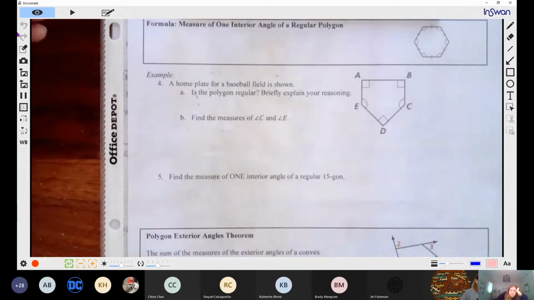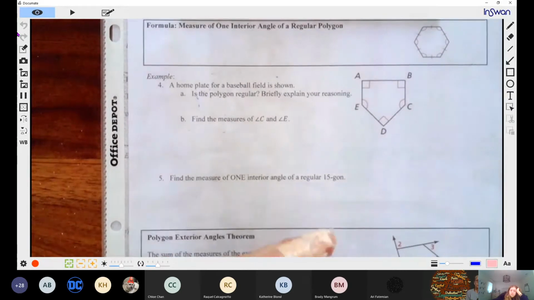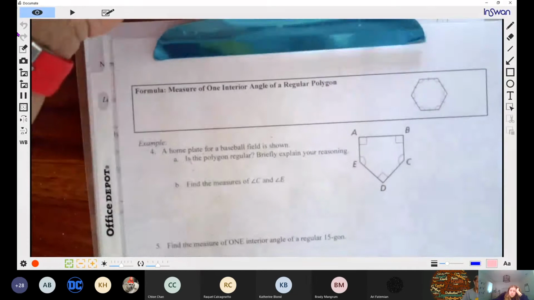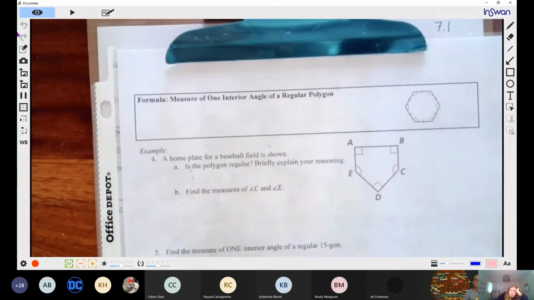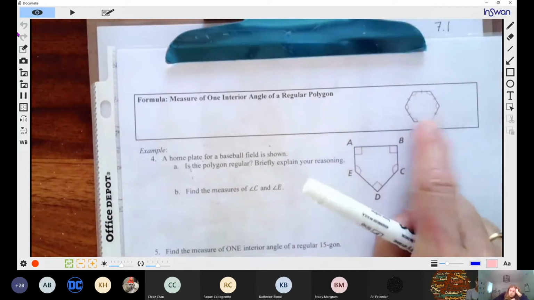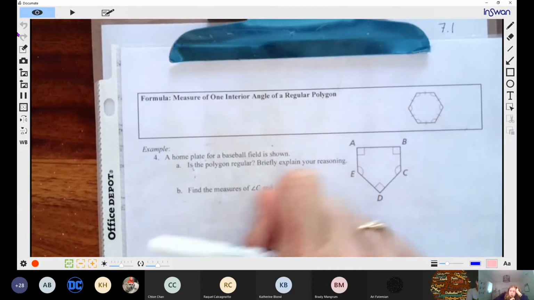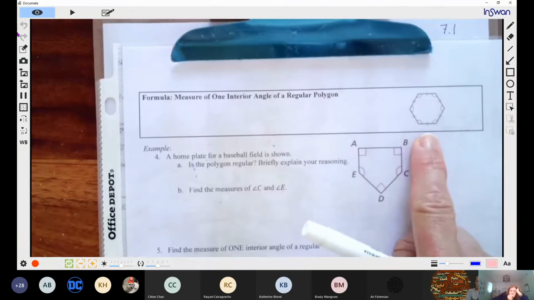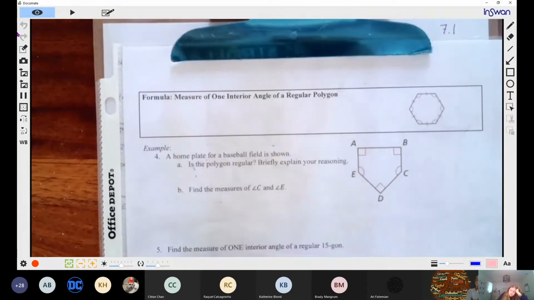Now, let's just say, for instance, what if I have the measure of an angle in a regular polygon? So let's say I have a regular polygon, and I just want to know one angle. See how you could actually figure out how many sides there are? So there's another formula if it's regular. And this formula will give you one angle in the polygon.